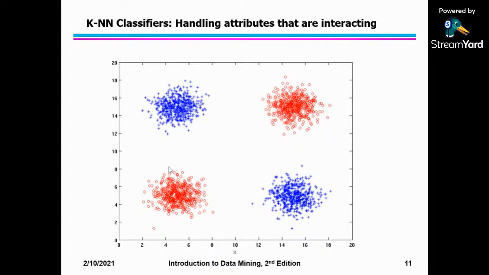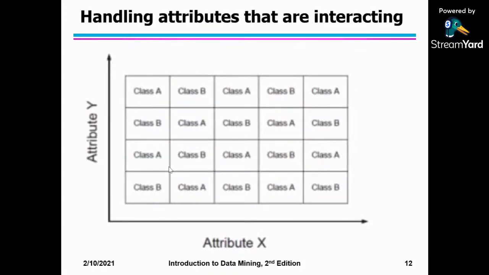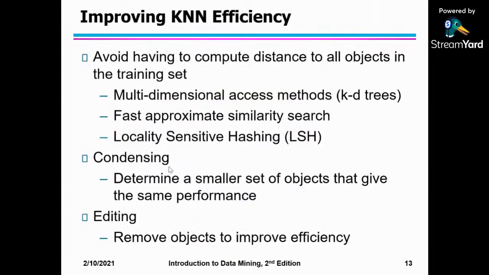Here is how we handle attributes that are interacting. So we have our y and x values, and you notice that there are different classes that are put in a graph to help avoid having to compute.